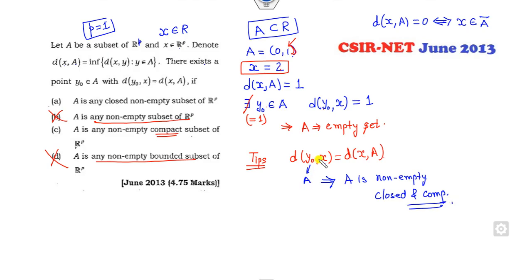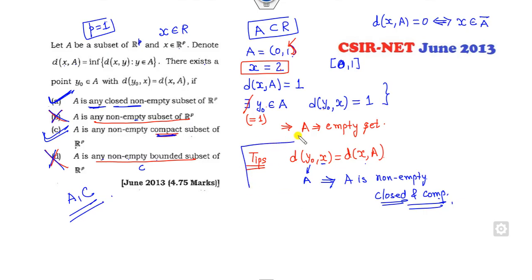Okay, this relation does not hold in this case, because A is my open, but if I choose A as my closed, then there exists a y naught. So A must be a non-empty closed and compact set. So A is any closed non-empty set. A is any non-empty bounded, because in this case closed is not given, so that's why this option is cancelled. In this case also closed is not given, so it may be open, so that's why this option is cancelled. So the right options are A and C.